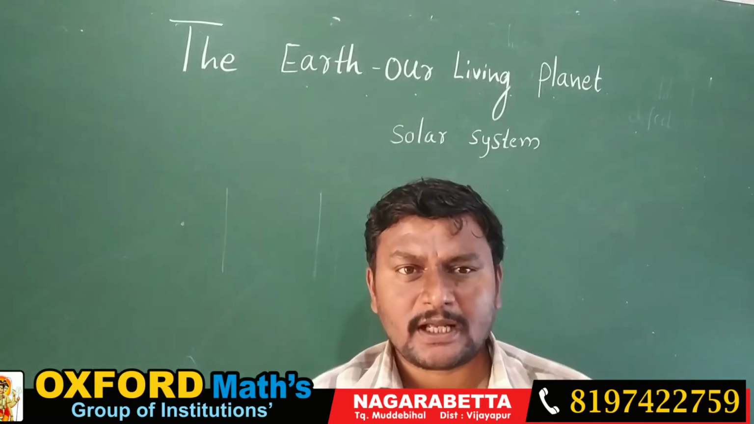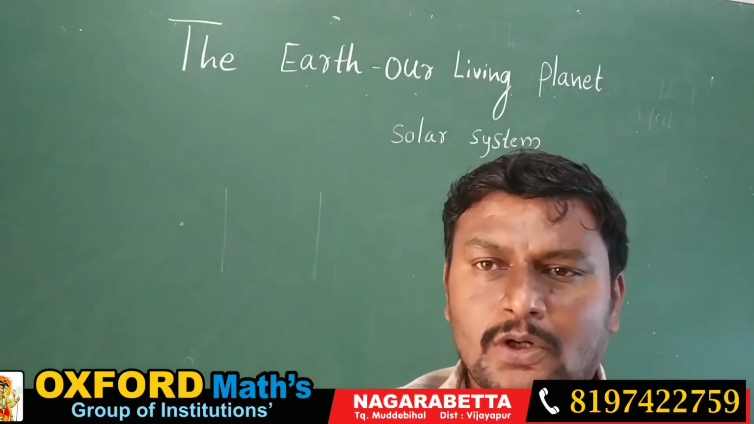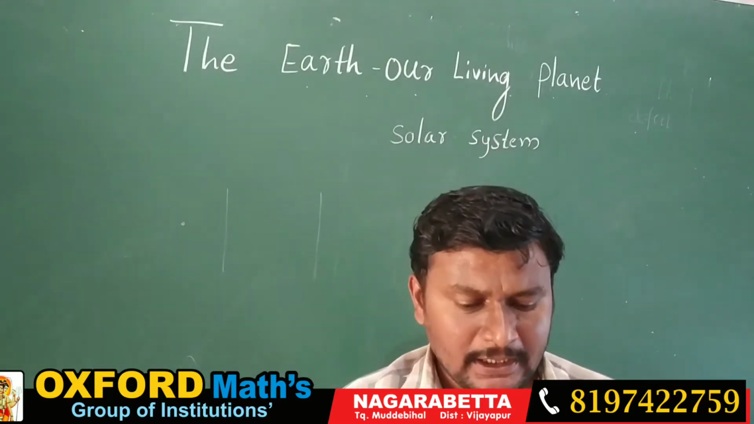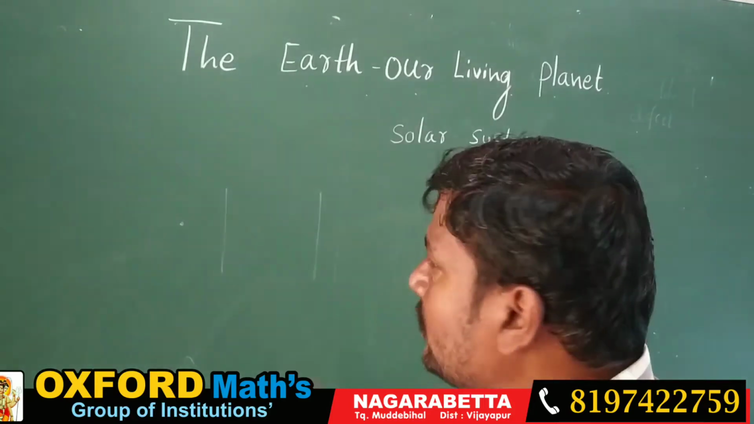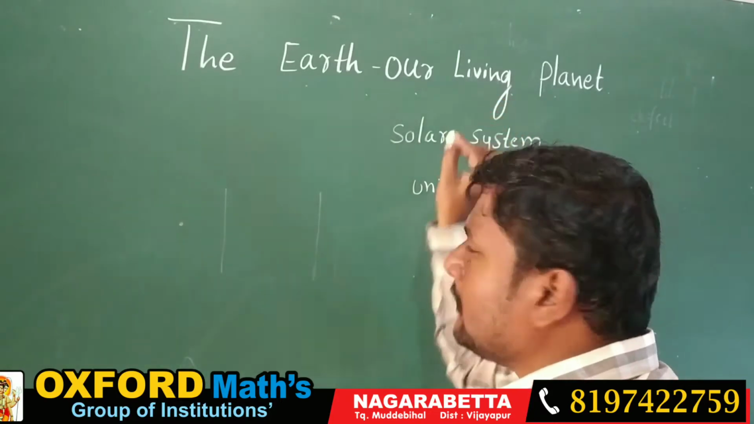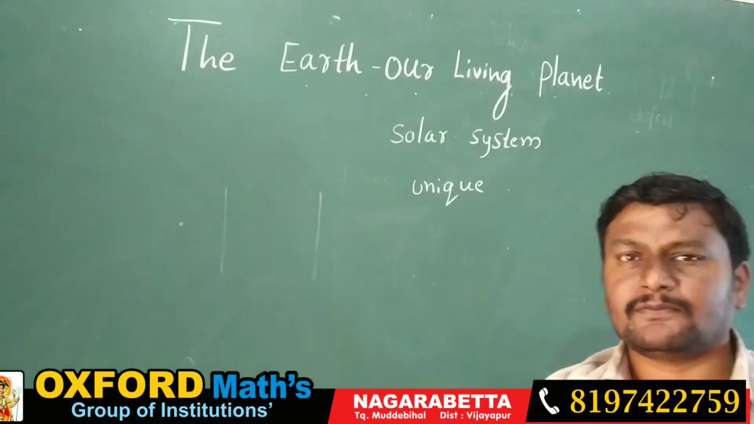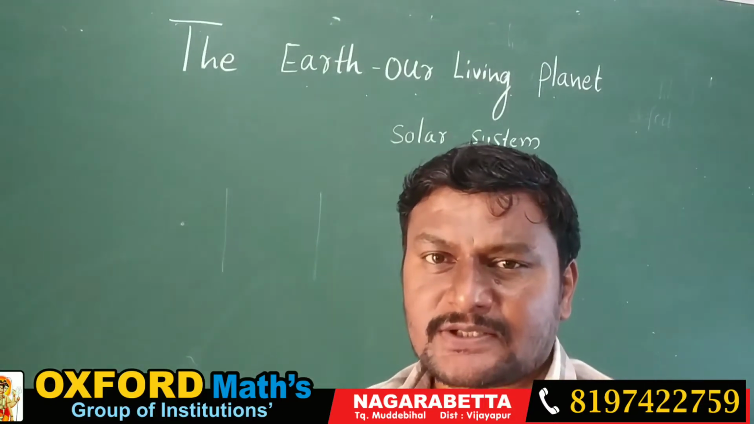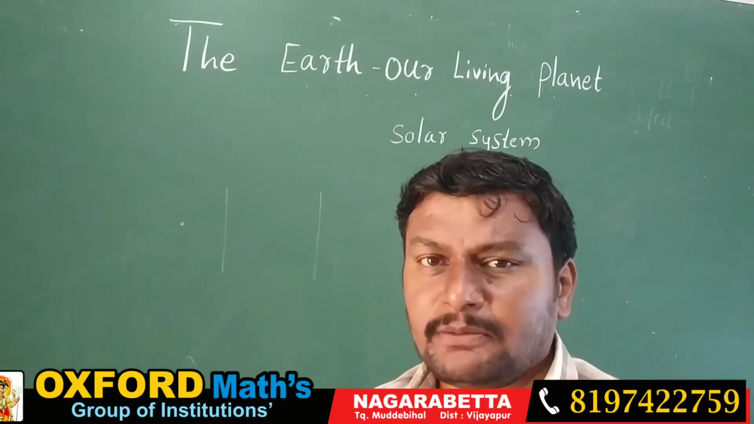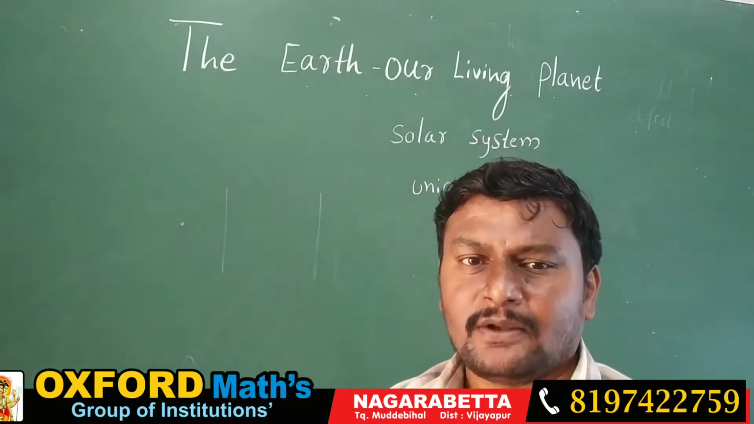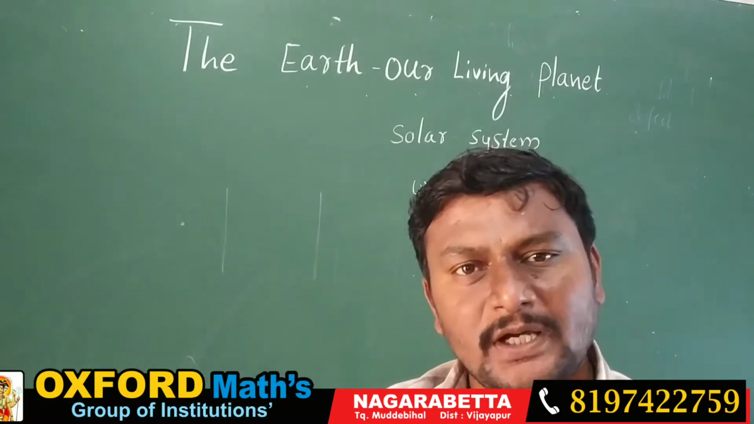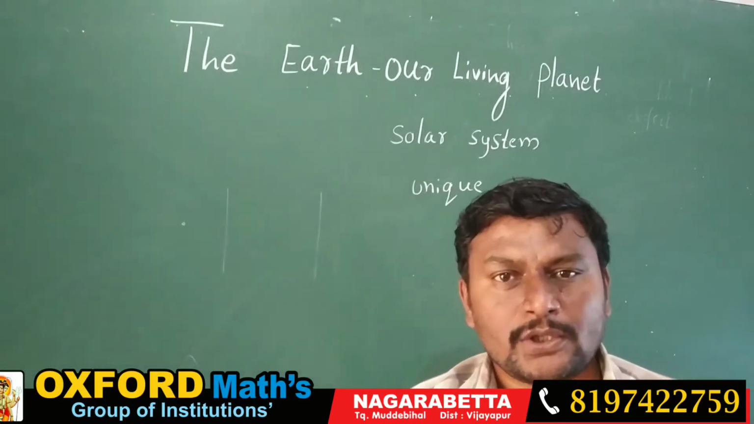For the Earth there are different kinds of names. What are the other names we get for the living planet? It is also called a unique planet. Why is it a unique planet? Because there is no other planet in the solar system suitable for living organisms. Not only human beings, animals, and insects, but a variety of flora and fauna exist on the Earth. That's why it is called a unique planet.